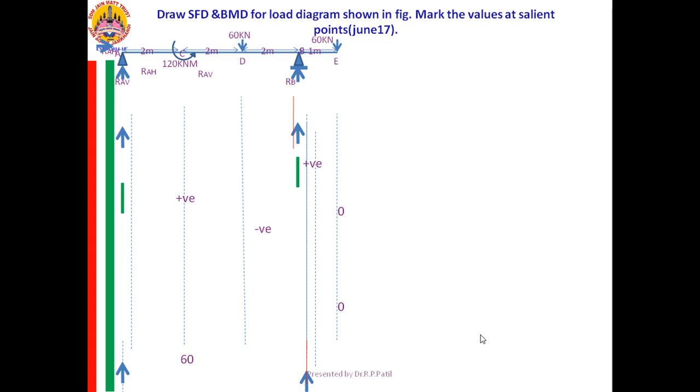Yes, see, this is the problem from June 2017. Here he has given you a simply supported beam with an overhang. AB is the simple support and EB is the overhang. It is carrying two concentrated loads, 60 kilonewton and 60 kilonewton, and a couple of 120 kilonewton.